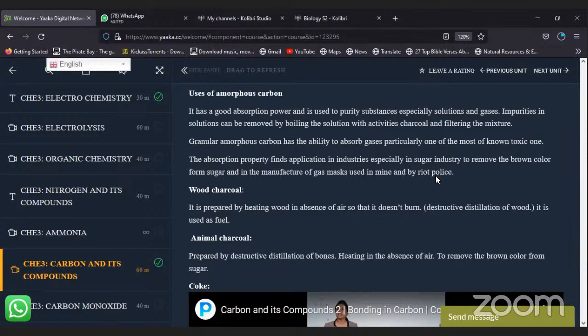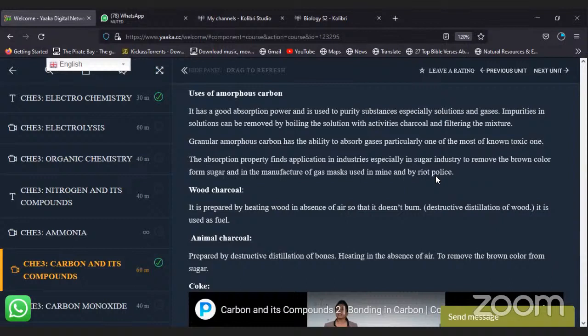So, like I told you at the beginning, section A of paper 1 is mostly carbon and its compounds. They make so many questions about carbon and its compounds from that. So I wanted you to just remember that.